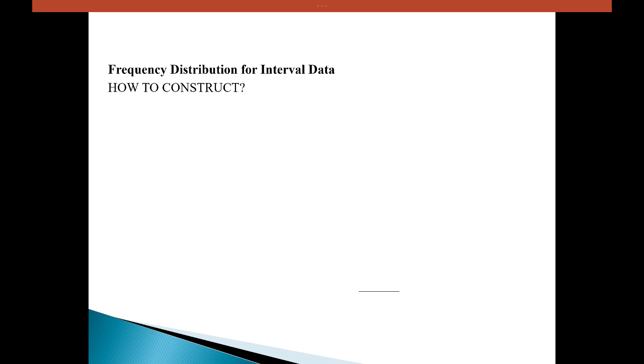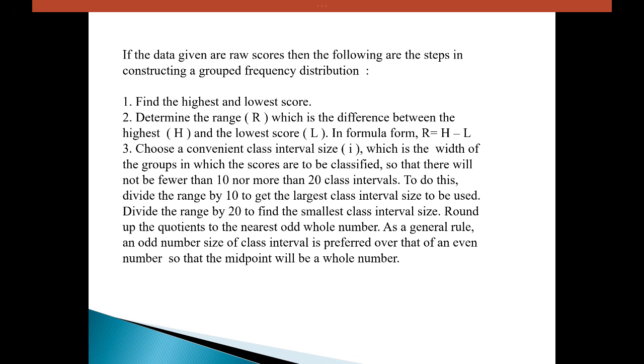So the question is, how will you construct a frequency distribution table? What are the steps? Because a while ago we were already given the table itself. What if you wanted to create your own? You have your experiment, you have your data, and you wanted to create your own. What should you do? Okay, these are the steps.